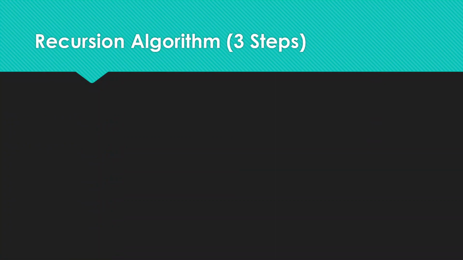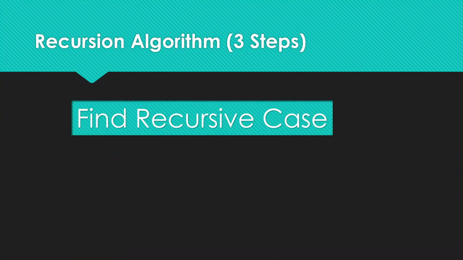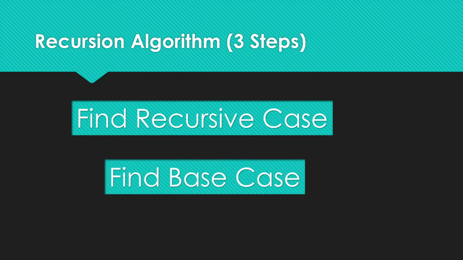Okay, so I hope you got that right. So how to implement recursion? We use 3 steps to implement recursion algorithms. Number one, we normally find a recursive case, which is how to subdivide the problem into smaller subproblems. That is what the recursive case is. Then the base case, when do we stop?